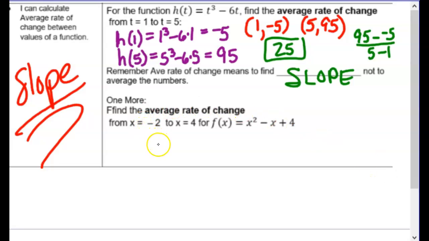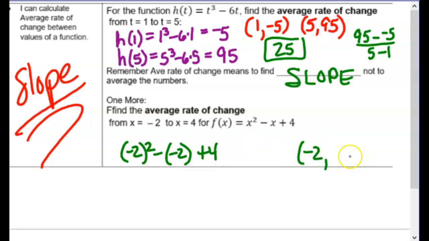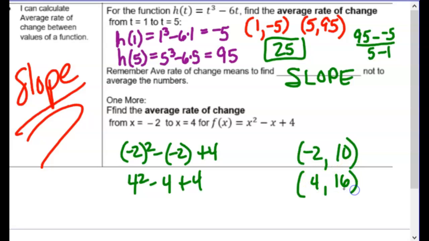What's somebody going to do wrong on this last one? When they put in the -2, they're probably going to forget what? Parentheses. So when I put in a -2, I got out 10. When I put in a 4, I got out 16. Did anybody already do that and see if those are the right points?